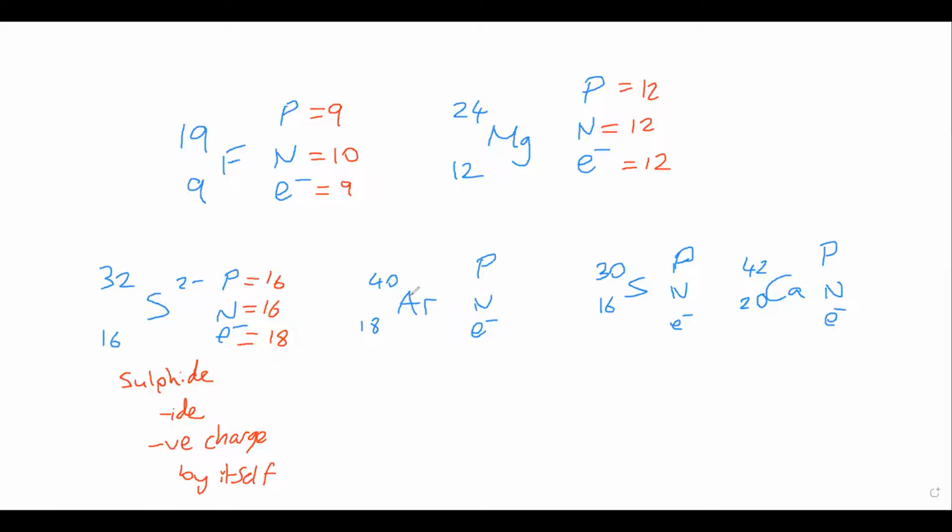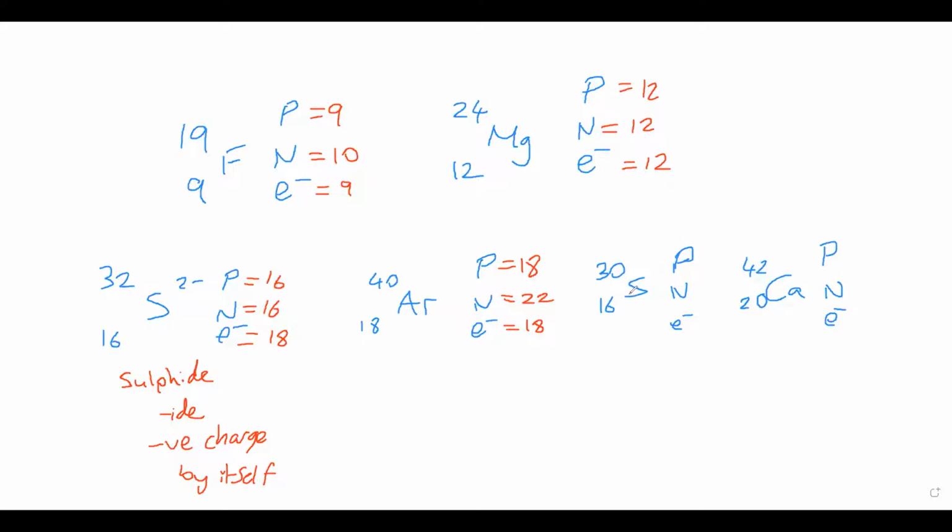So now, when we come to argon, you can see that we have a proton number of 18. And so we must have 18 protons. Our neutrons are going to be equal to our mass number, take away our proton number. And so we must have 22 neutrons in this argon. Now we've got no charge associated with this, so we must have an equal number of protons and electrons.